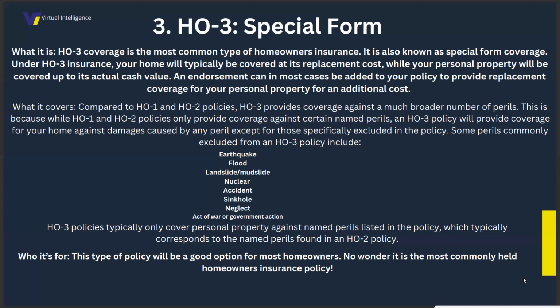HO3 policies typically only cover personal property against named perils listed in a policy, which typically corresponds to the named perils found in an HO2 policy. This type of policy will be a good option for most homeowners. And no wonder, it is the most commonly held homeowners insurance policy.